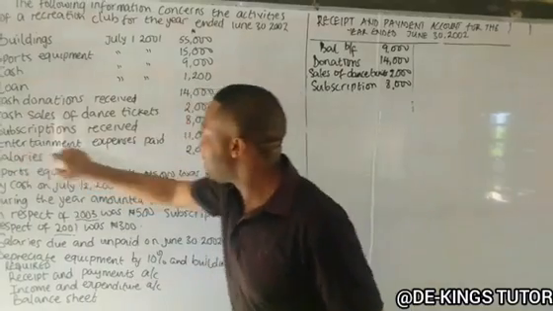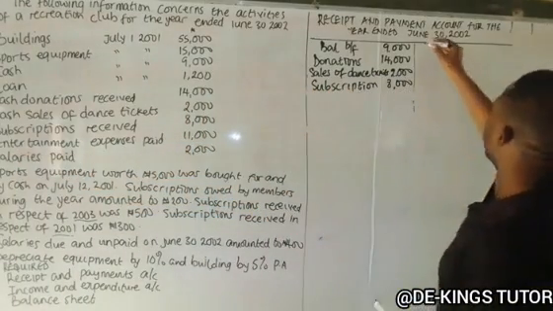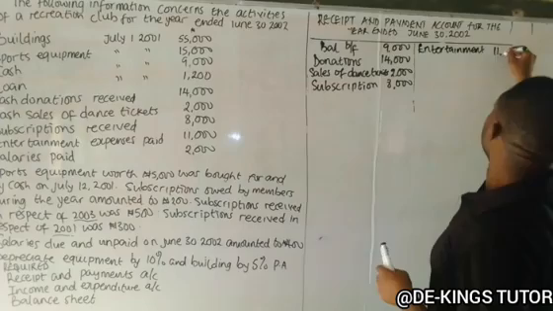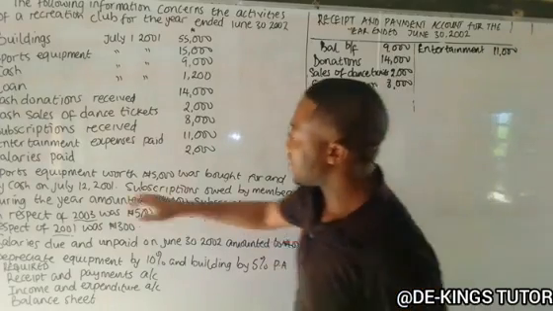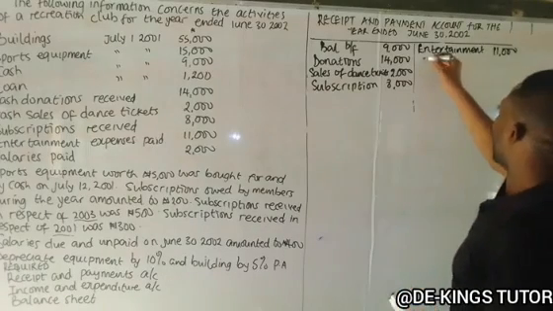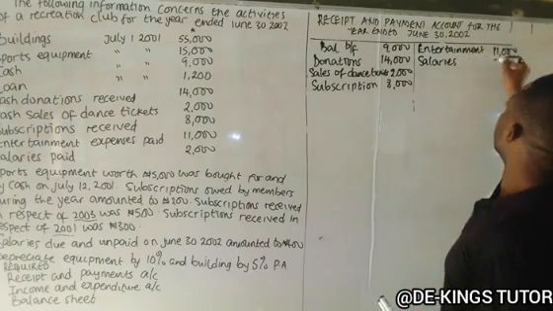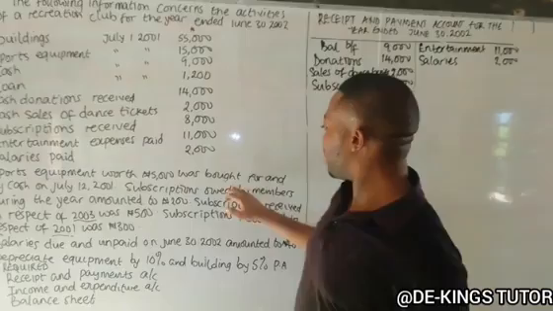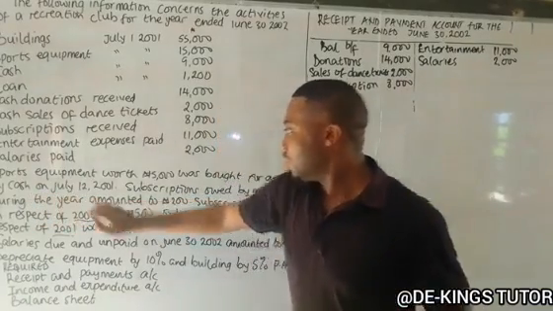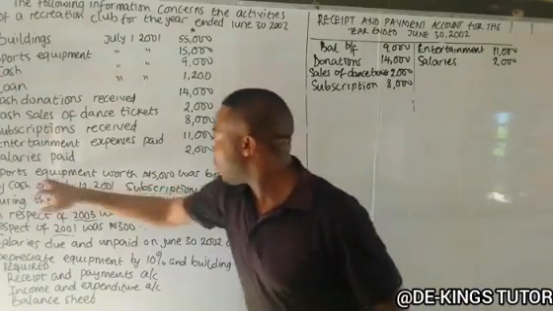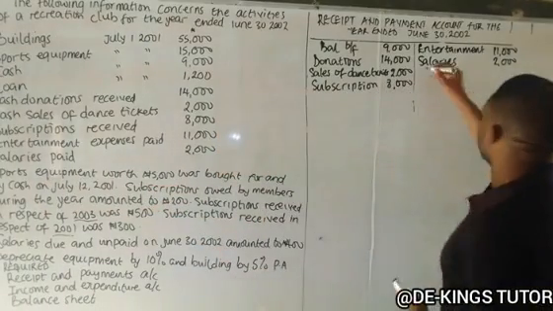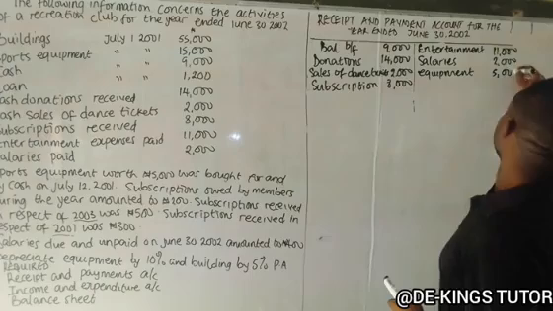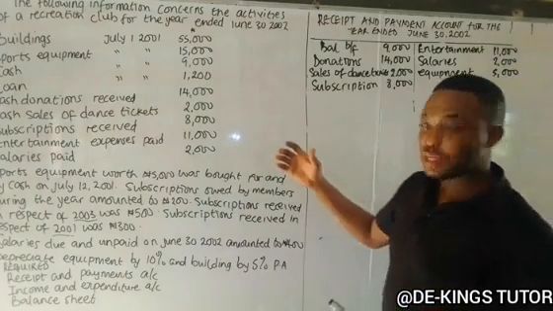The next one says entertainment expenses paid, 11,000. This one they made payment, so entertainment, 11,000. The next one says salaries paid, 2,000. The next one says sports equipment worth 5,000 was bought and paid by cash on July 12, 2001. Since they are paying, it will come here as equipment as well, 5,000.